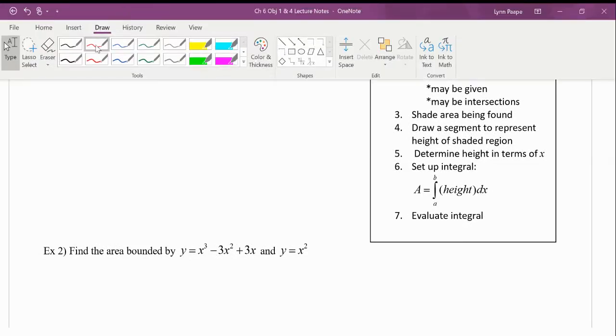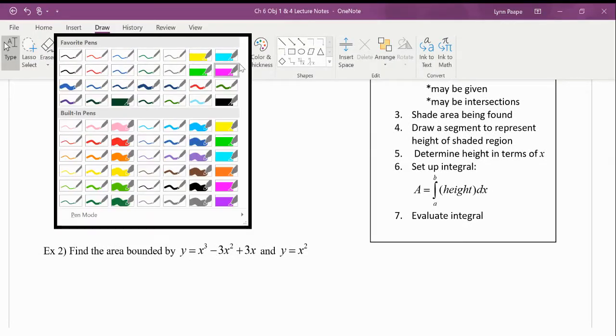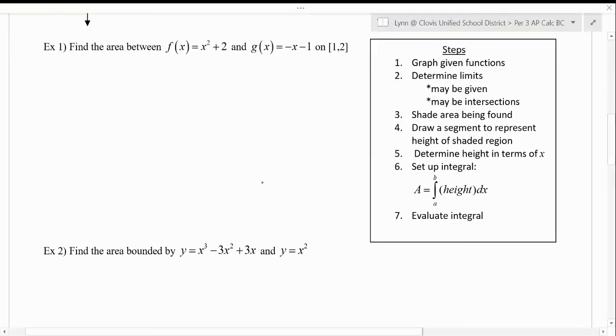For this one, we want to find the area between f of x equals x squared plus 2, a parabola, and g of x equals negative x minus 1 on the interval from 1 to 2. The first thing we want to do is graph the given functions. If you know your parent functions pretty well, just do it by hand. Otherwise, pull out your graphing calculator or Desmos, but you always want to have a picture of what we're working with.